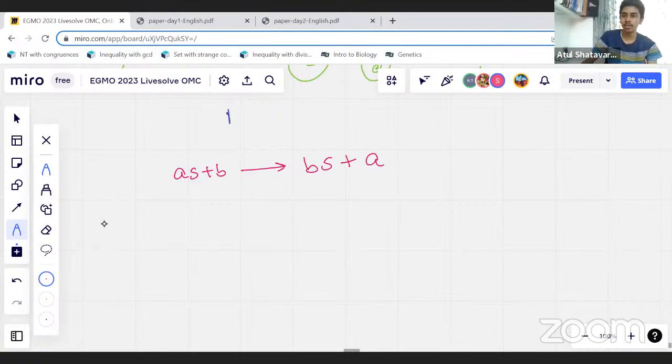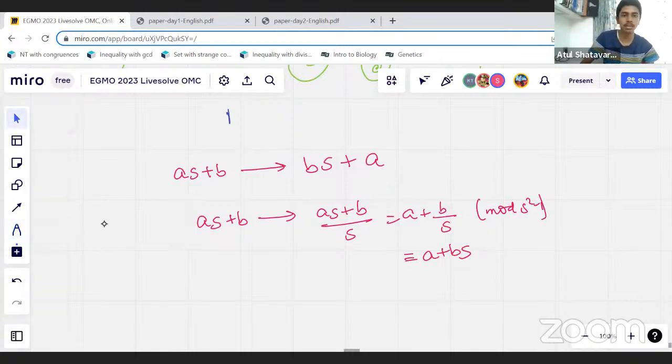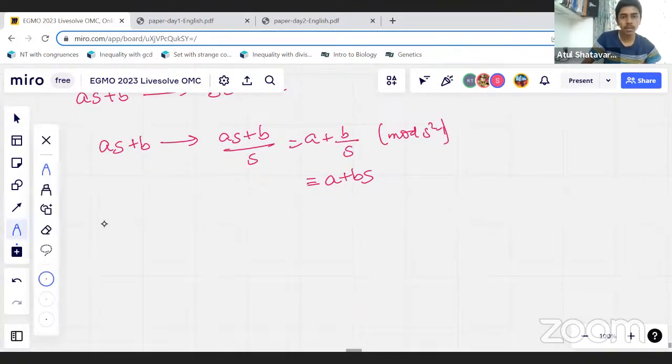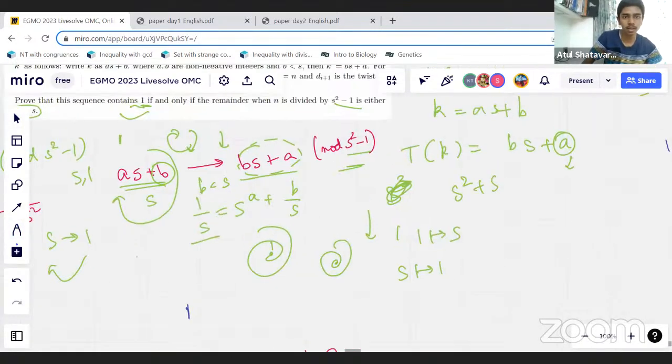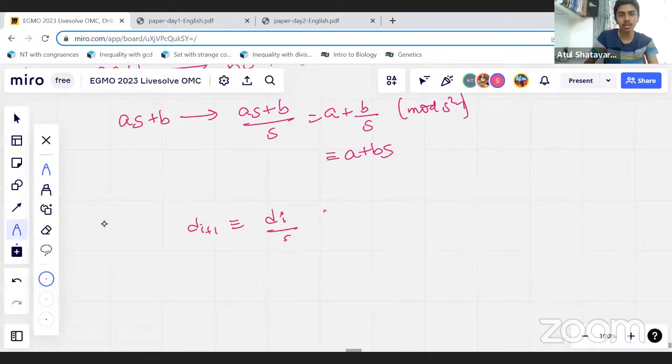Okay, so the observation that Arshit had is that if you just divide AS plus B by S, then this equals A plus B by S, which mod S square minus 1 is just congruent to A plus BS, because S square is 1, so 1 by S is equal to S. So in some sense, the twist of a number, which was denoted by d_{i+1}, is just congruent to d_i over S mod S square minus 1.